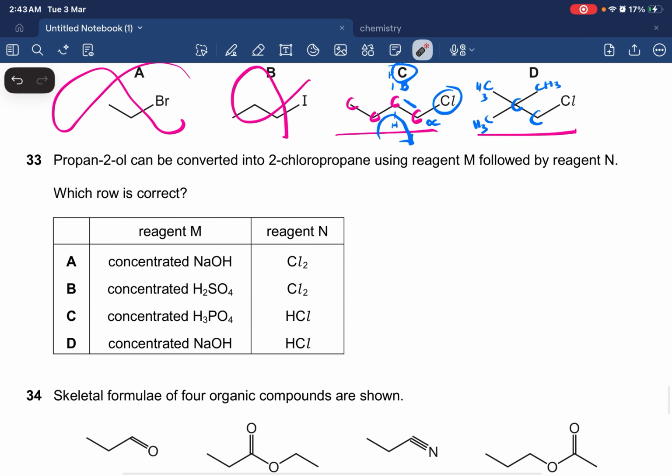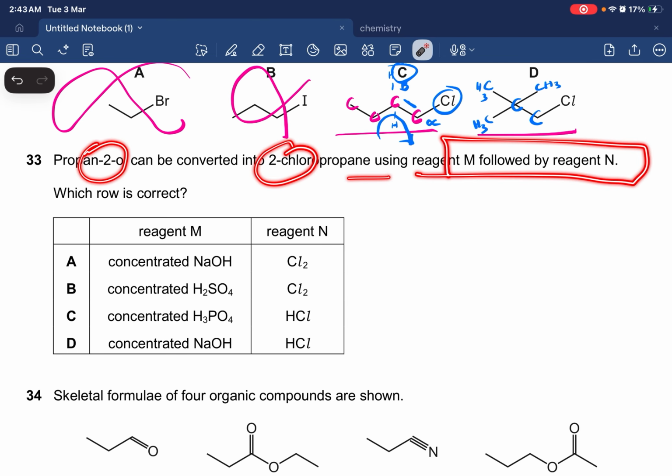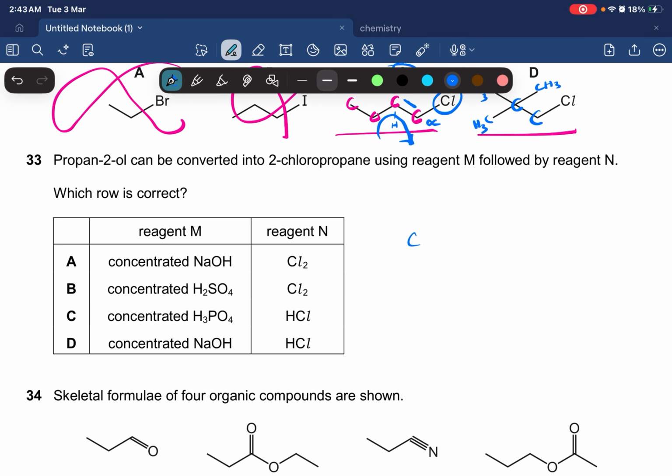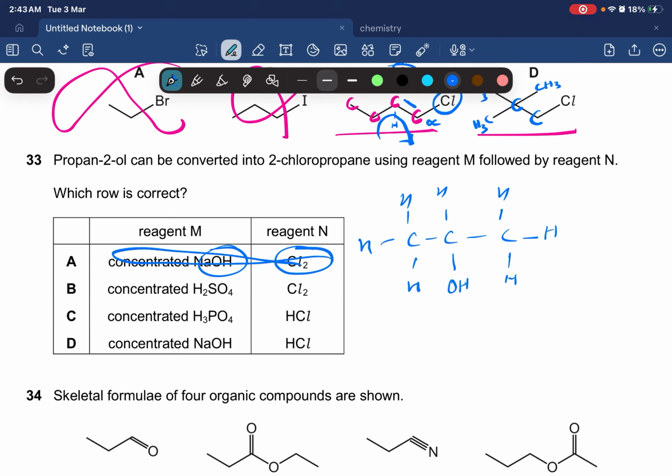Propane-2-ol can be converted to 2-chloropropane using reagent M followed by reagent N. What is the correct answer? Okay, so propane-2-ol: carbon, carbon, carbon, OH, H, H, H, H, H, H, H. Concentrated NaOH followed by Cl2. Well, you don't have to add Cl2, because if you add Cl2, what's going to happen?